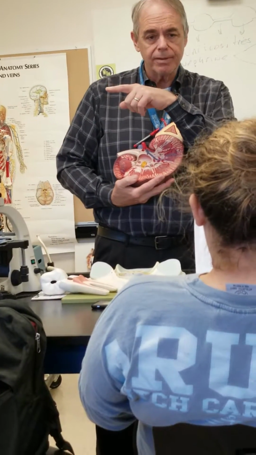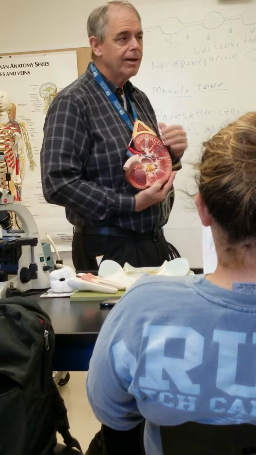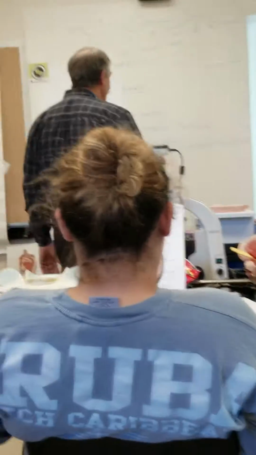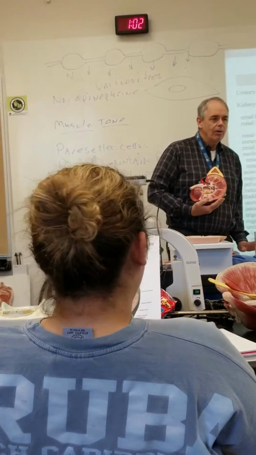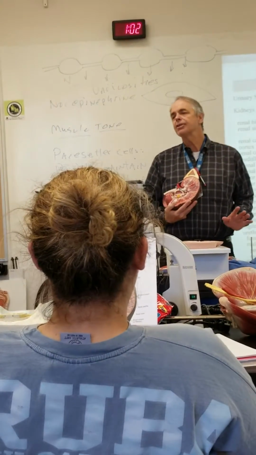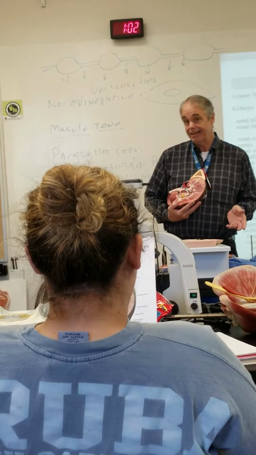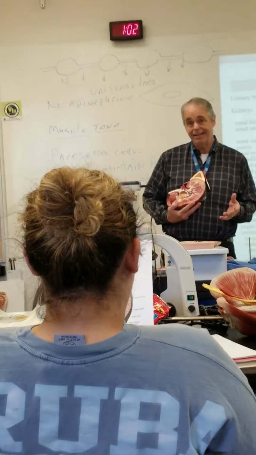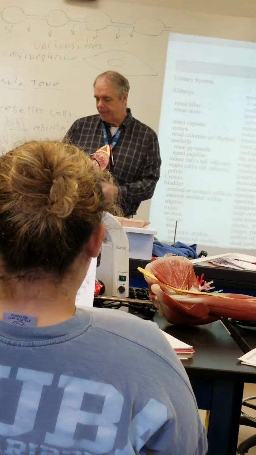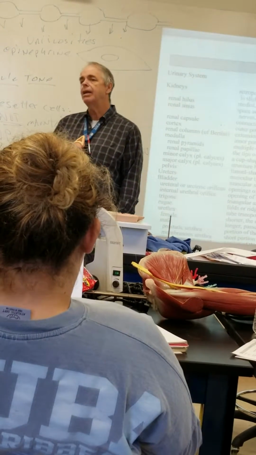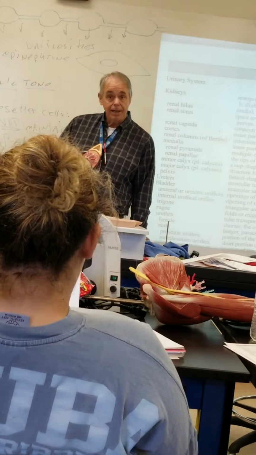I have the other model too. It doesn't have the adrenal gland, but I like having the adrenal gland because it puts everything in context. Now, the only area that medulla is found is in the pyramid. That's it. So each pyramid then has the cortex and medulla in it.